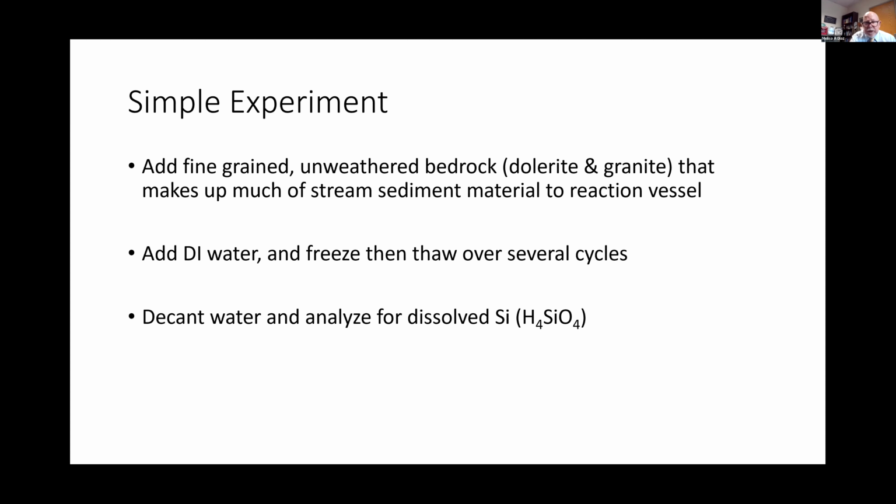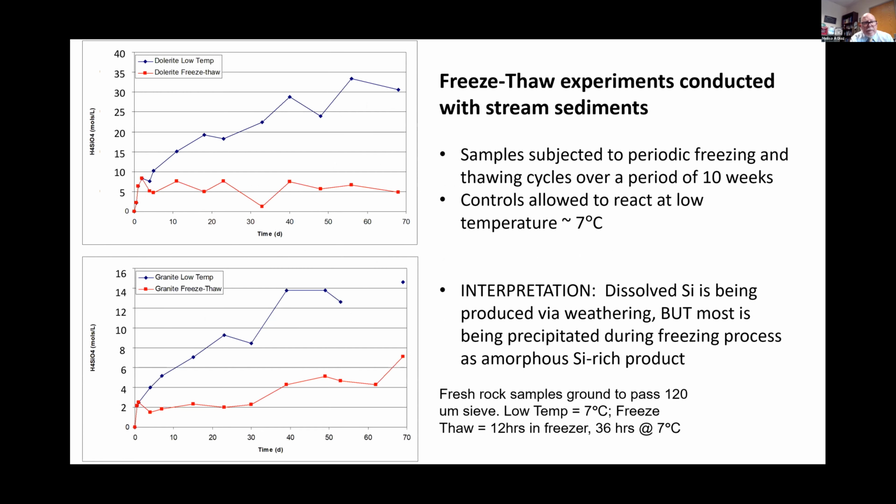And we analyzed the solutions for major cations and anions, but most importantly for this talk, dissolved silica. And these are the results of some of the experiments. What you're looking at, that top graphic, is the dolomite, and the blue triangles are the control experiments where we just have water and the crushed rock. The red squares are the freeze-thaw experiments, where 12 hours of freeze, 36 hours of thaw.